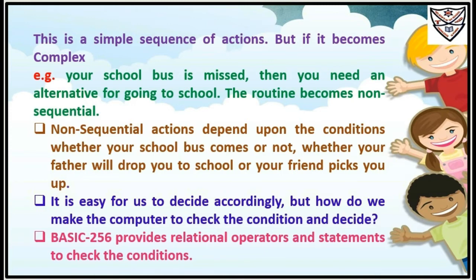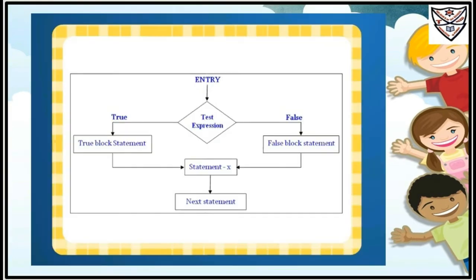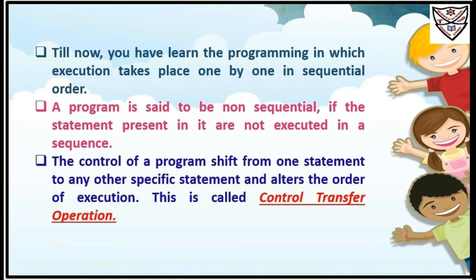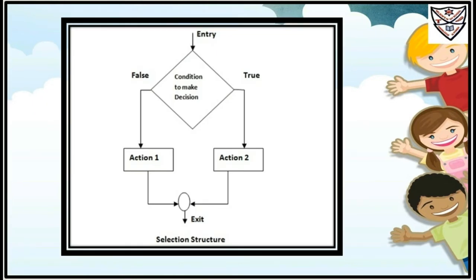QBasic 256 provides relational operators and statements to check the conditions. Till now, you have learned programming in which execution takes place one by one in sequential order. The program is said to be non-sequential if the statements present in it are not executed in sequence. The control of a program shifts from one statement to any other specific statement and alters the order of execution. These are called control transfer operations.